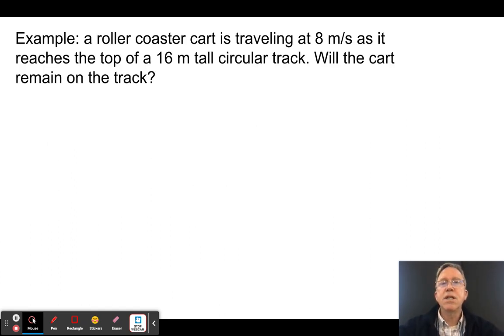Okay, so let's look at an example of a roller coaster that's traveling 8 meters per second. It reaches the top of a 16-meter tall circular track. Will the cart remain on the track or not? The first thing we have to keep in mind is I don't really care what the height of the track is. I care what the radius is, because that works in my equations. The radius of a 16-meter high track is going to be 8 meters.